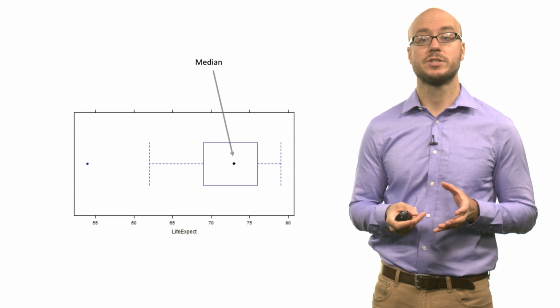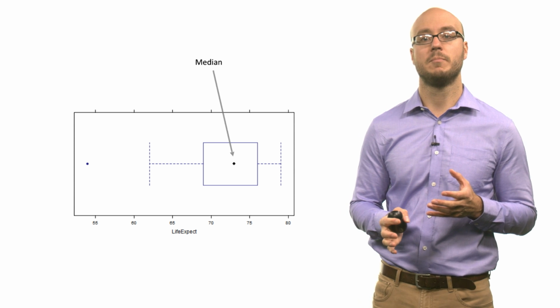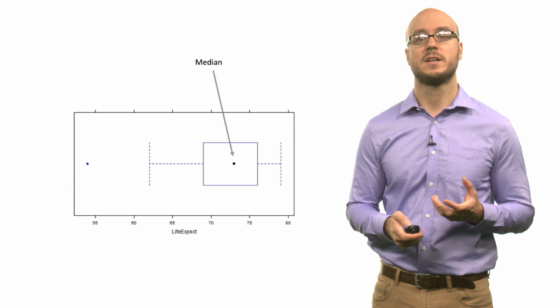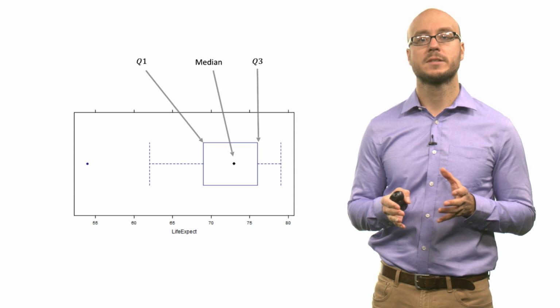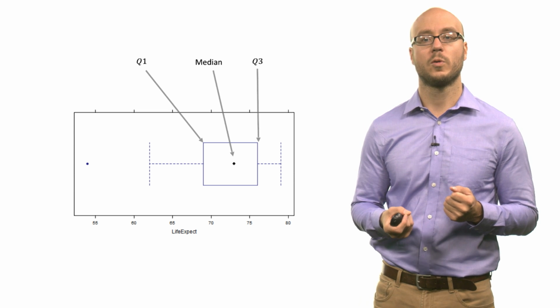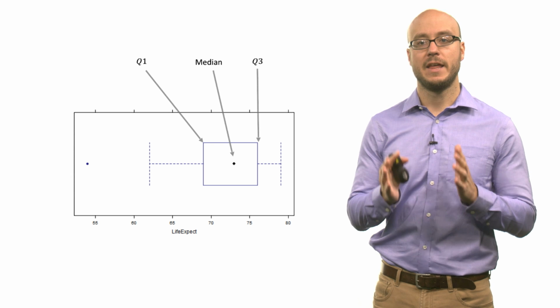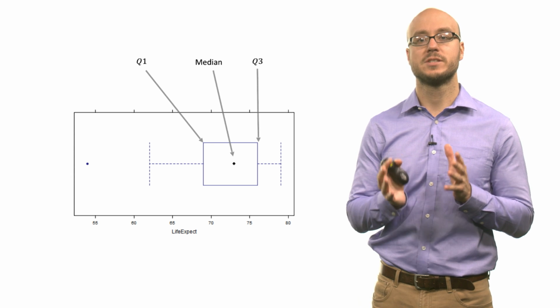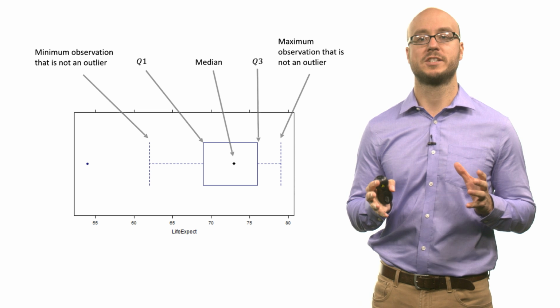That gives us the location of the median. So that's the 50th percentile. We know that 50% of the observations lie above that value and 50% of the observations lie below that value. The two edges of the box in a box plot give us the first quartile and the third quartile. So we know that the middle 50% of the data lies within those two edges of the box in a box plot. Then we have these two whiskers.